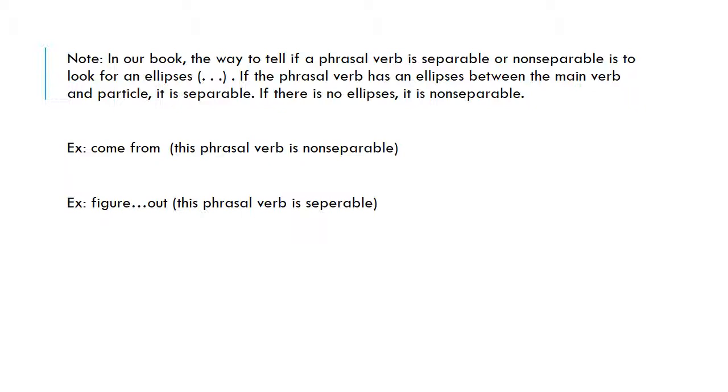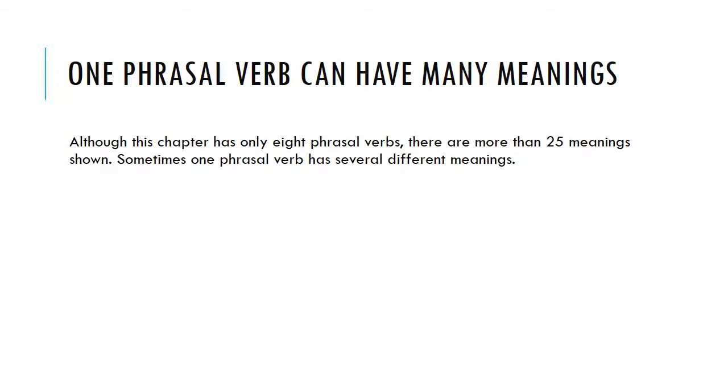For example, if you see the words come from, you notice there's no ellipsis there, and so that would tell you that this phrasal verb is non-separable. But in the phrasal verb figure out, you see the ellipsis, and that tells you that that phrasal verb is separable. That's just how they do it in this textbook.